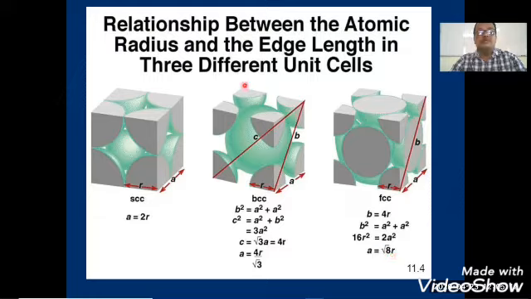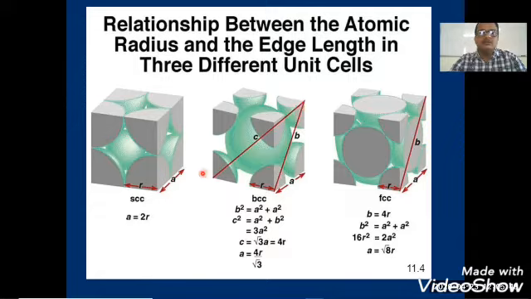Now what about the BCC unit cell? This is a BCC unit cell. Units are at the 8 corners with one unit at the center of the cubic unit cell. So here again we'll apply Pythagoras theorem. This edge length is A, and suppose this face diagonal is B. And we already know that B is equal to 4R.